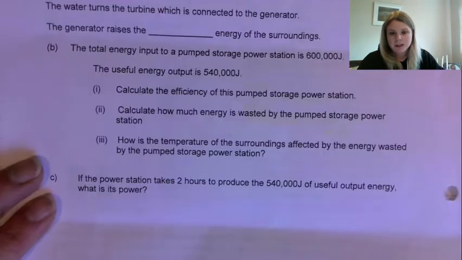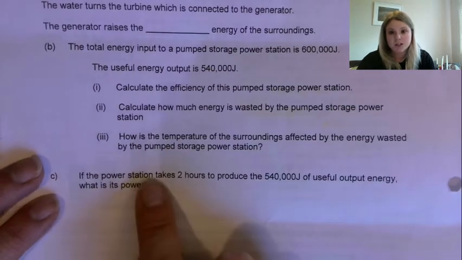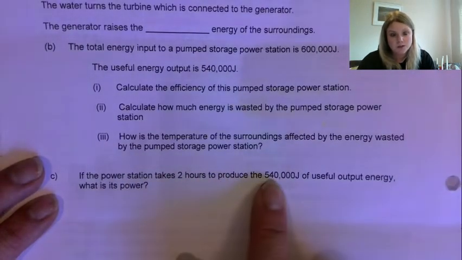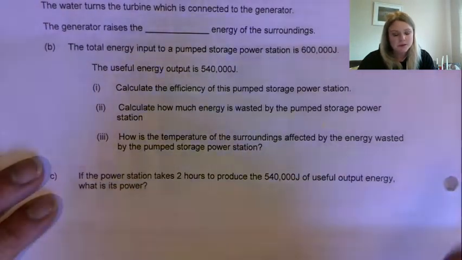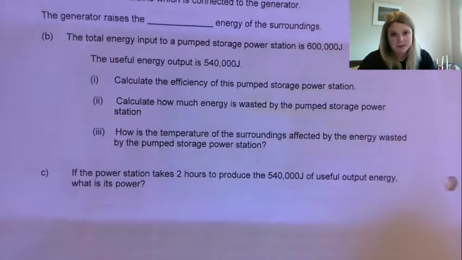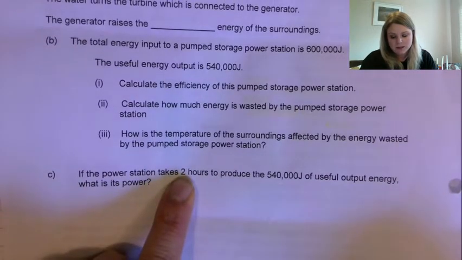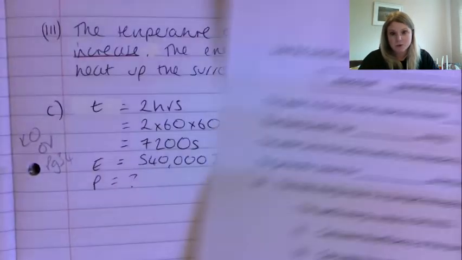Okay. And then last question, part C. If the power station takes 2 hours to produce the 540,000 joules of useful output energy, what is its power? So again, if it's asking me to calculate something, I'm making my list of information. So I'm listing my time and my energy. So I'll show you that.